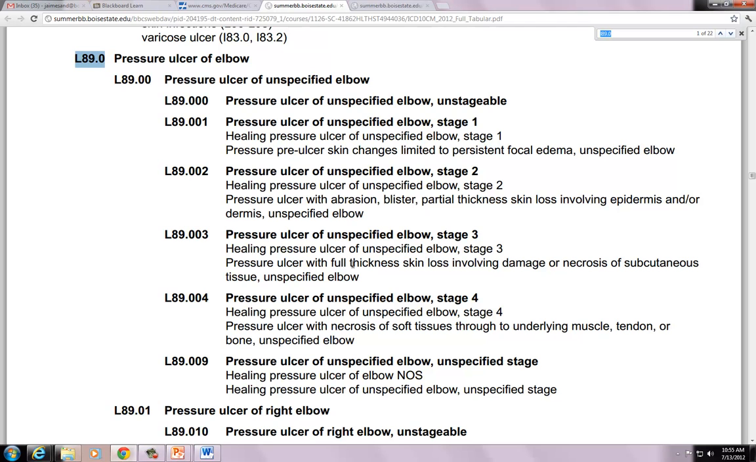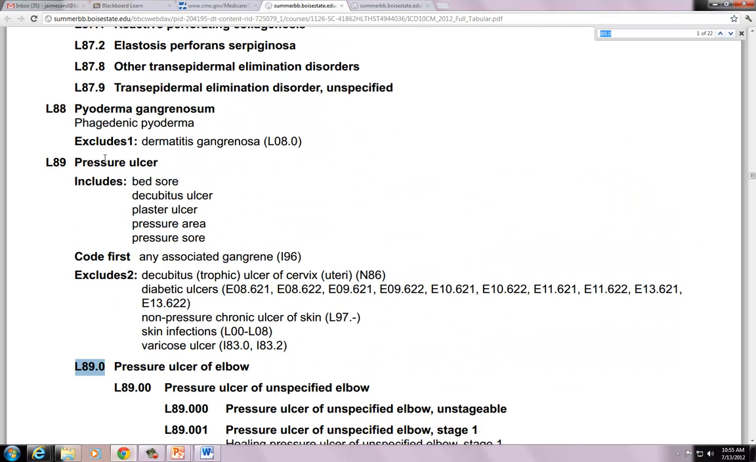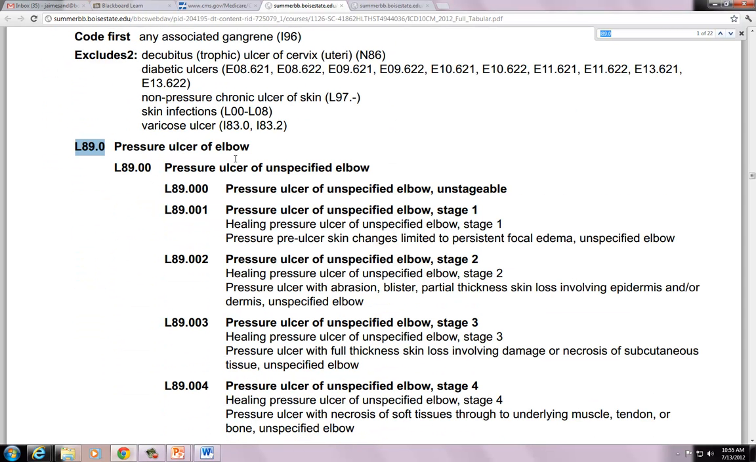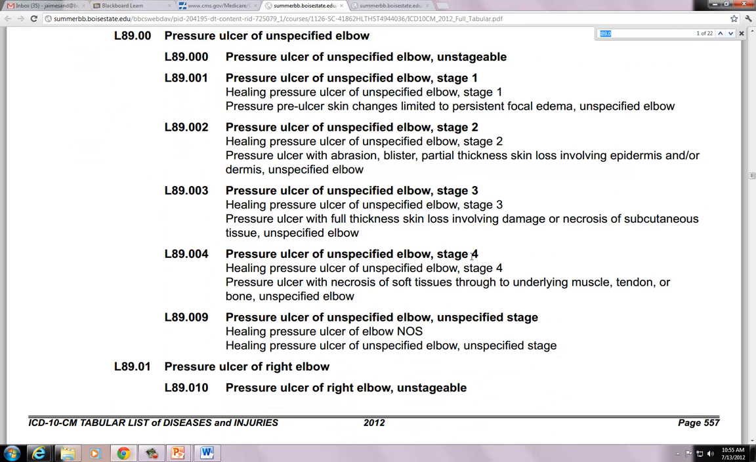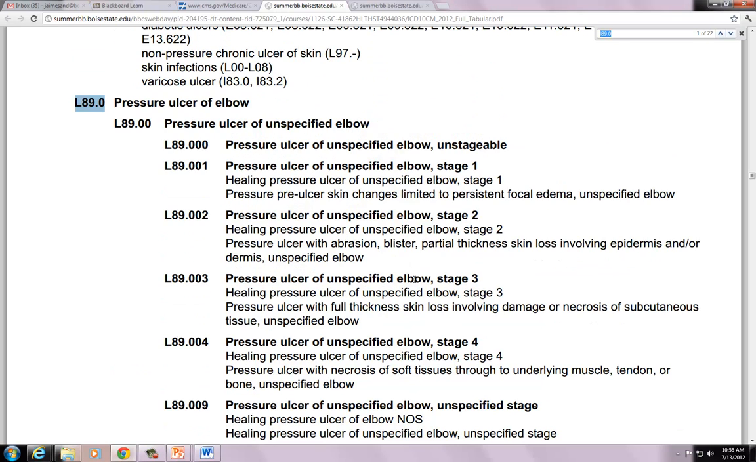So I'll pull up that tabular. Here's L89 pressure ulcer. You can see that's a bed sore, pressure area, pressure sore, all synonymous terminology that we can use. And then you'll notice it's broken down into the site, and then you can see the stages here. And it does give you some terms in terms of the stage. So a stage 4, for example, is that we have necrosis. Stage 3, we have full thickness skin loss. And then again, we could have unstageable or unspecified, meaning that we just don't know what stage it is.